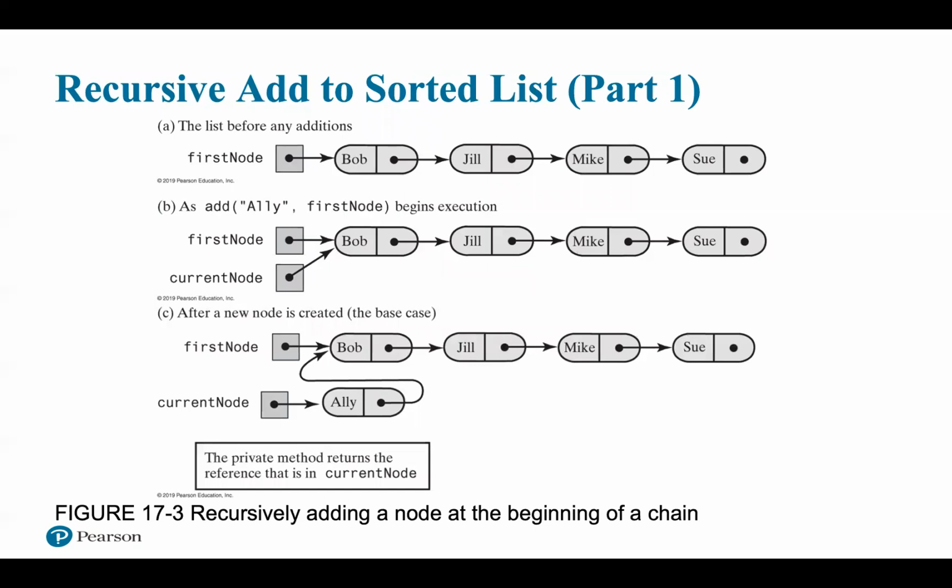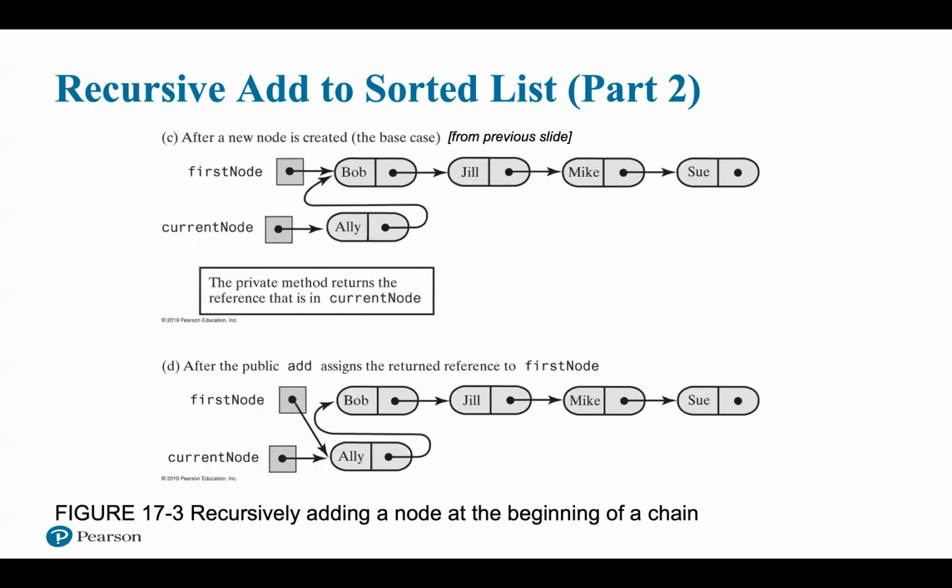So for tracing addition to the list's beginning, suppose that nameList is the sorted list that the chain in Figure 17.3a represents, as we're seeing here. Let's invoke nameList.add(Allie) to add Allie to this list. The addition will occur at the beginning of the chain. The public method add will call the private method add, and the invocation add(Allie, firstNode). The reference in the argument firstNode is copied to the parameter currentNode, and so it also references the first node in the chain as seen in Figure 17.3b.